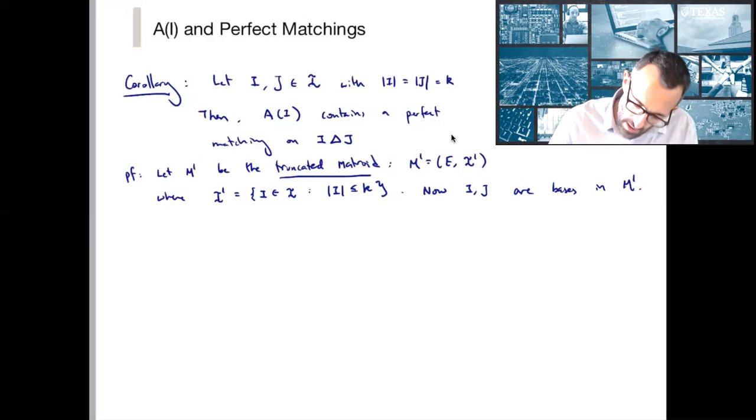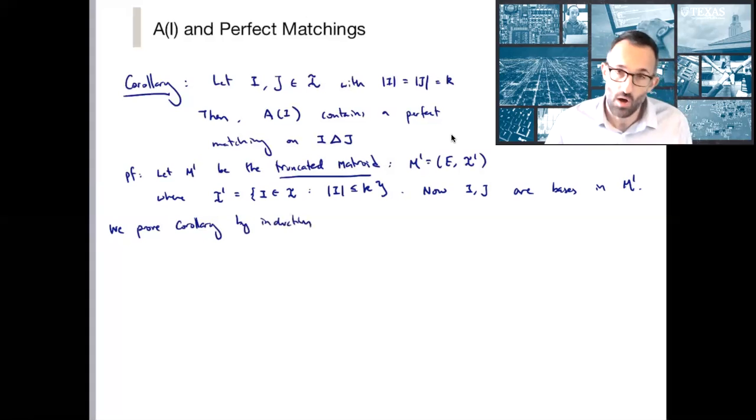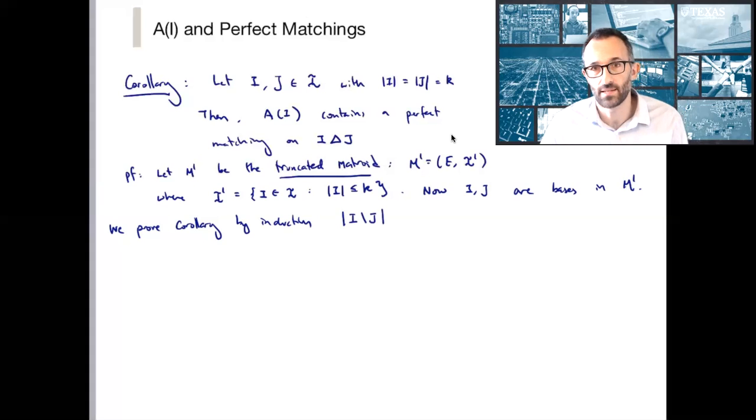Okay, so now we prove the corollary by induction on the number of elements that are in I but not in J. And just by virtue of the fact that I and J have the same size, this also has to equal, of course, the number of elements that are in J but not in I, which we have to assume is greater than 1, otherwise the result is trivial.